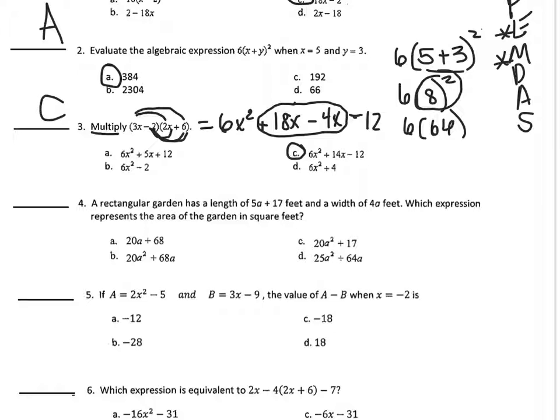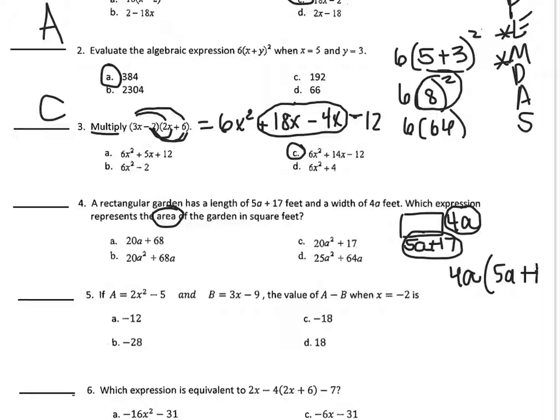Number 4 says you have a rectangular garden, and that rectangular garden has a length of 5a plus 17 and a width of 4a. And we want to write an expression to represent the area. Well, remember, area of a garden is found by multiplying the length times the width. But since the width is just one term and the length is 2 terms, I'm going to use the commutative property to allow myself to multiply the width times the length. Now that is an expression to represent the area.